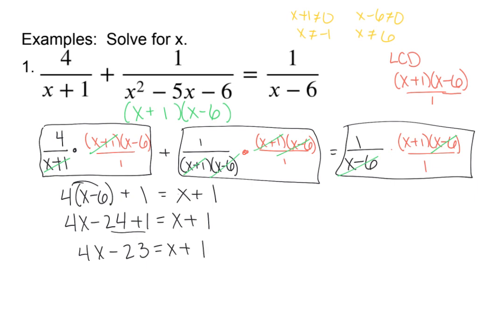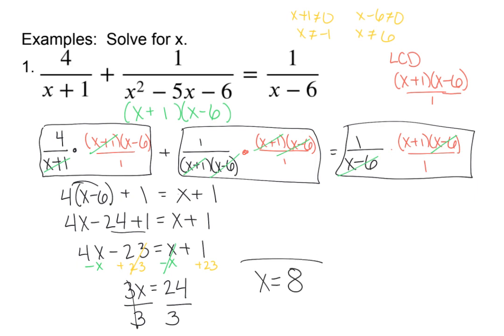To get things on the same side, I think I'm going to minus the x to get my x's over here. And then I will add the 23 to get my numbers over here. So these are going to cancel, and these are going to cancel. So on the left side, I've got 4x minus x, or 3x. And over here, I've got 23 plus 1, or 24. Last but not least, to get x by itself, we're going to divide by 3. And I've got x equals 24 divided by 3, or 8.